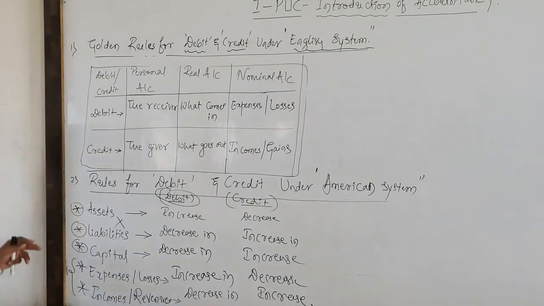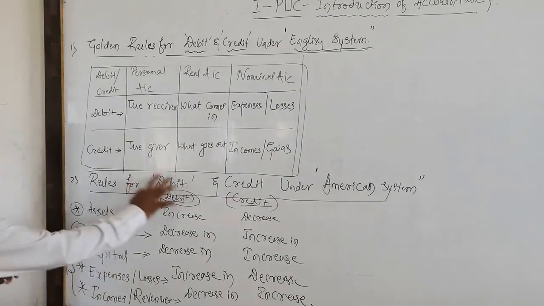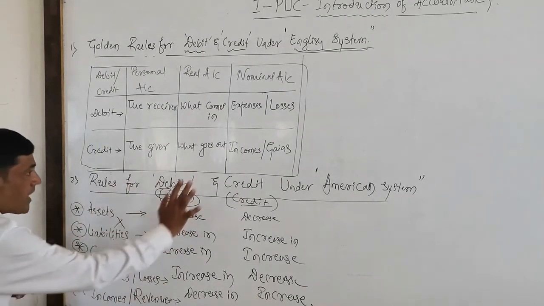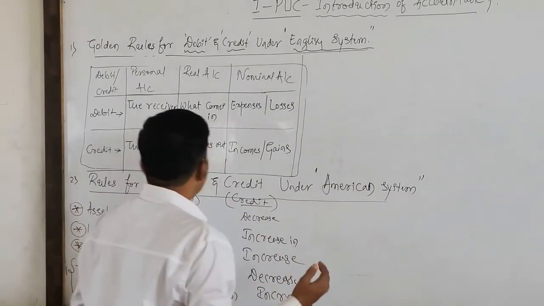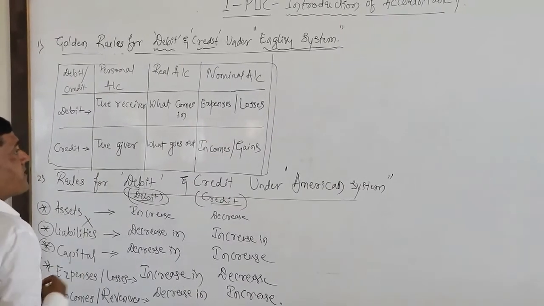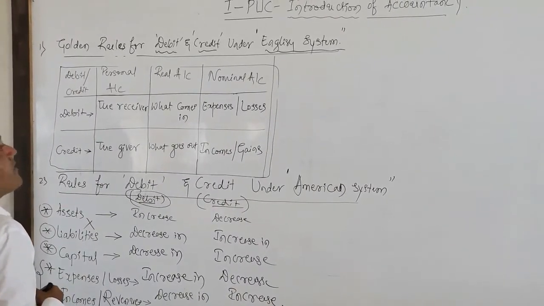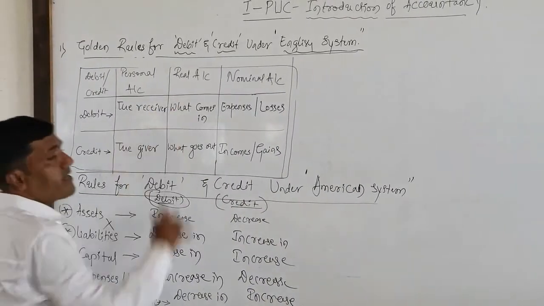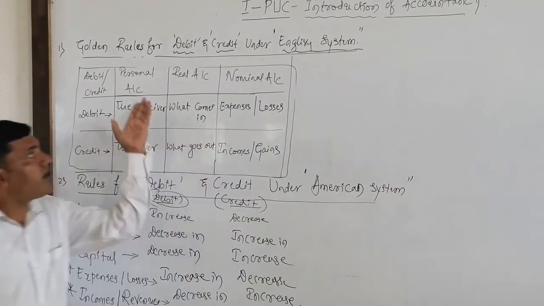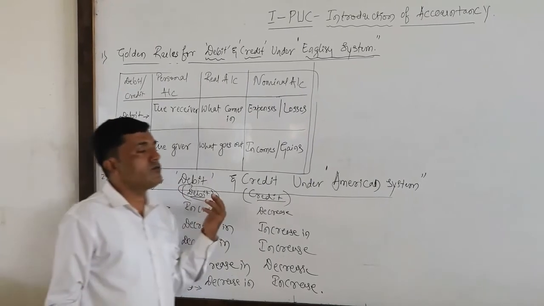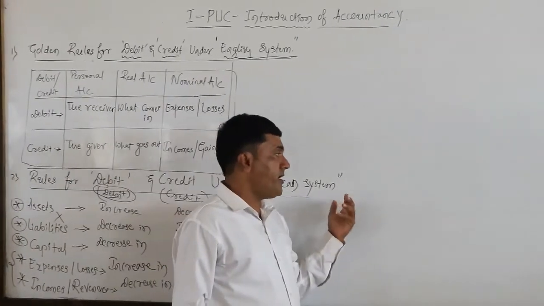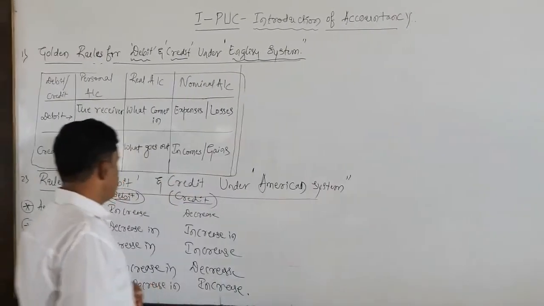So dear students, among these two, whichever is easier for you, you need to follow, but the present rule is the American system. But I'll discuss later, while discussing every transaction and giving examples of debit and credit, I'll discuss both systems. By applying both systems, I would like to classify every transaction.